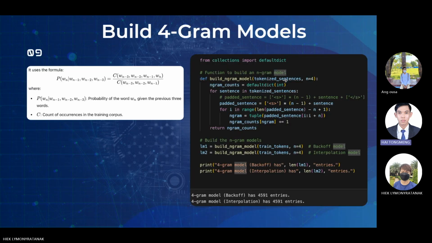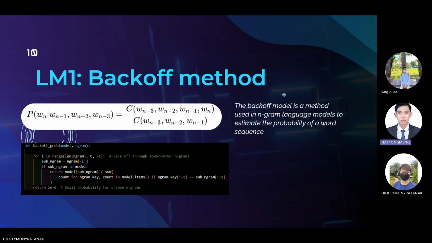This is building the n-gram model. The next step in our project was to construct an n-gram model. This model estimates the likelihood of a word given the previous words, to capture more context compared to the lower-order unigram model. And now let's move to the backoff method.